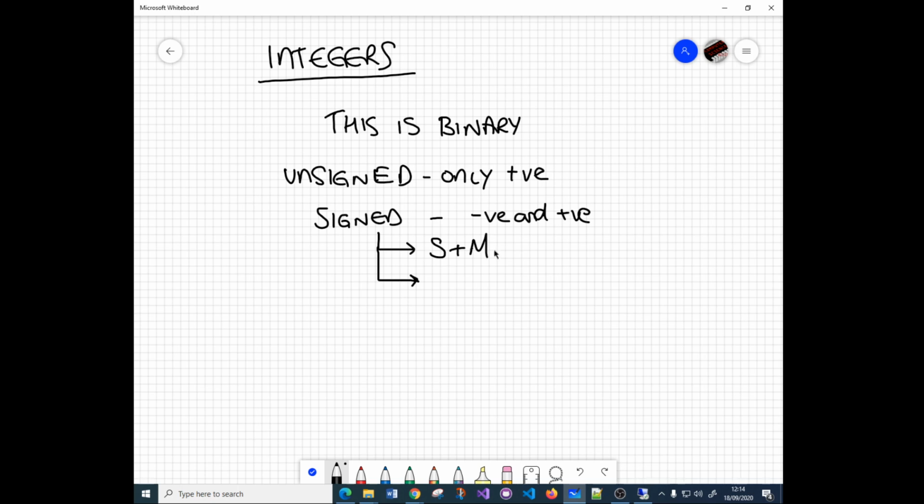What's the exponent this time? Yeah, 0, 1, 2. So that's out of the way. Both of them are sign and magnitude, and both of them are normalised.